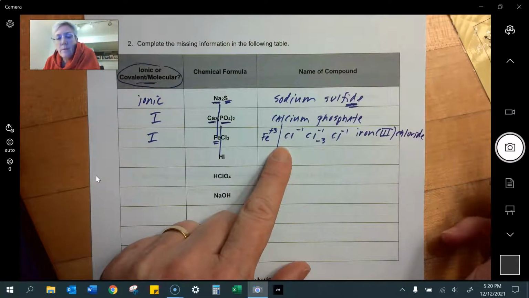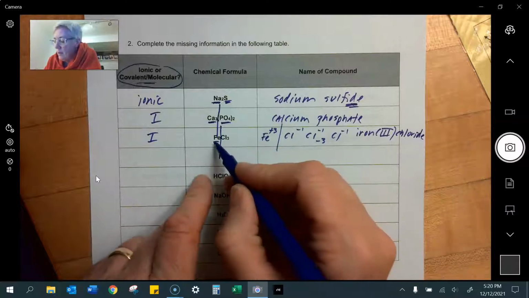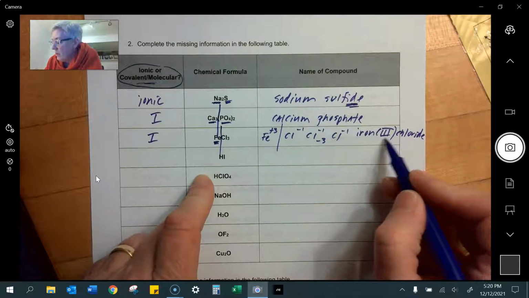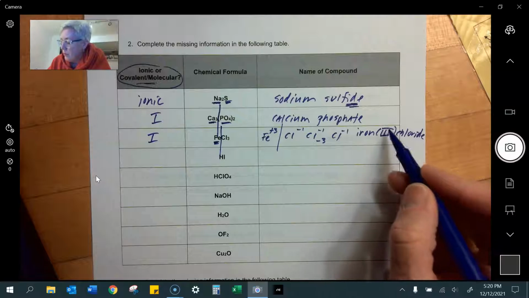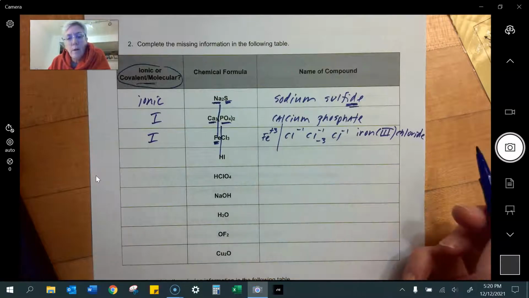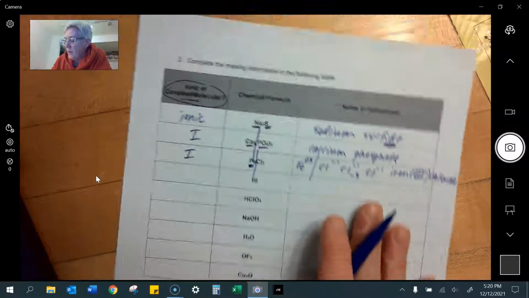So that one was a little tricky, because if you have a transition metal, you have to put a Roman numeral in the name. And that Roman numeral 3 tells me that that iron has a charge of +3.